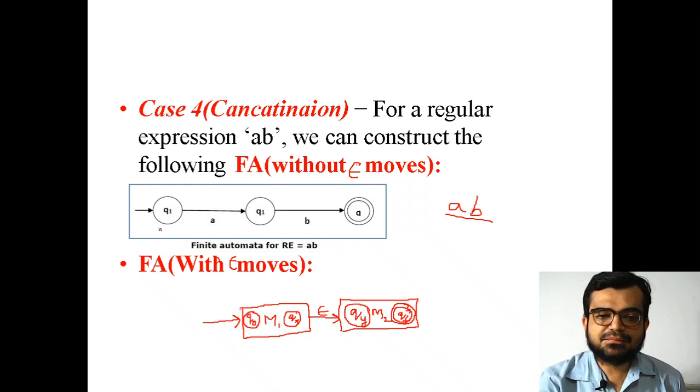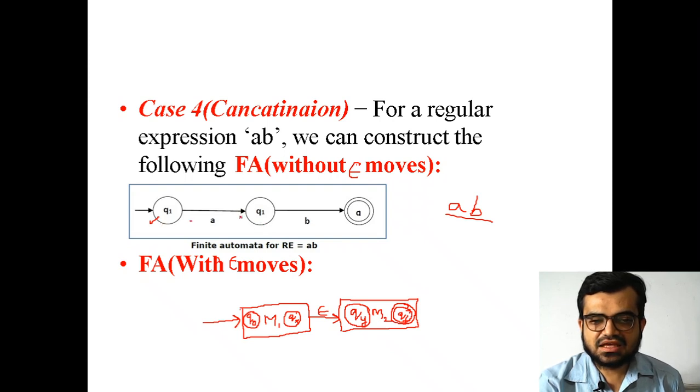For example, if I am taking without epsilon moves, how can I take A, B? Concatenation means directly attached, that means it's a sequence. That's why this is the initial state, and this is an intermediate state which connects A with B. Concatenation means connection, so it will be like a sequential process, and here is my final state. This is how it looks without epsilon moves.